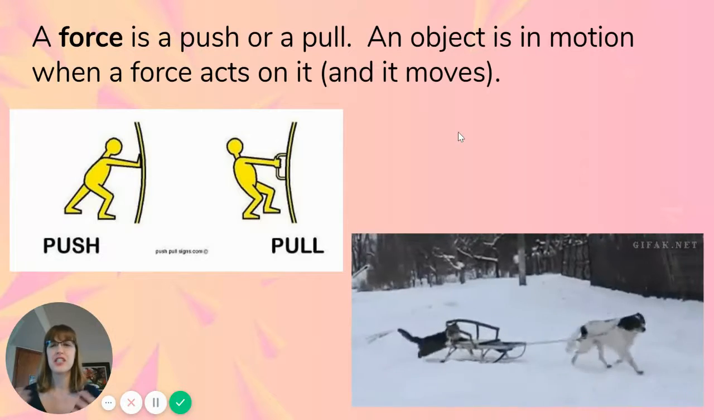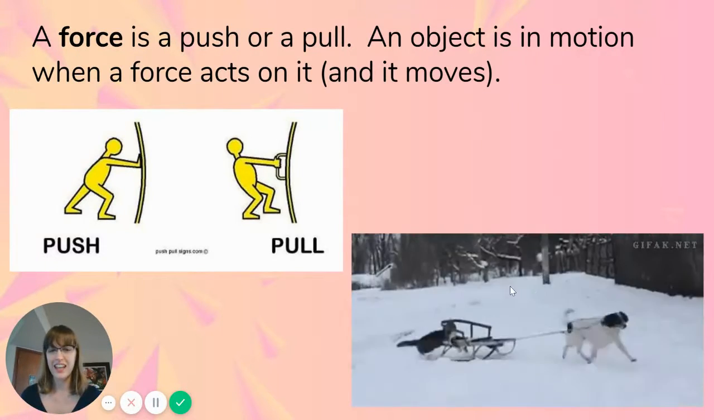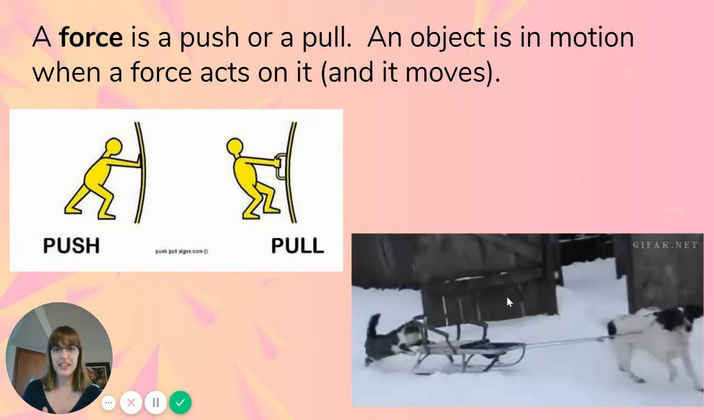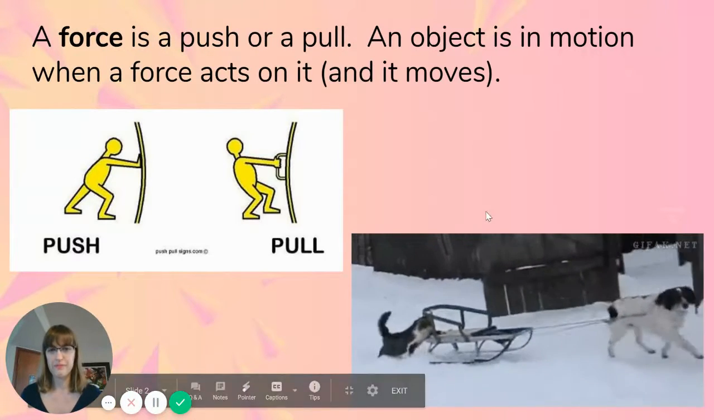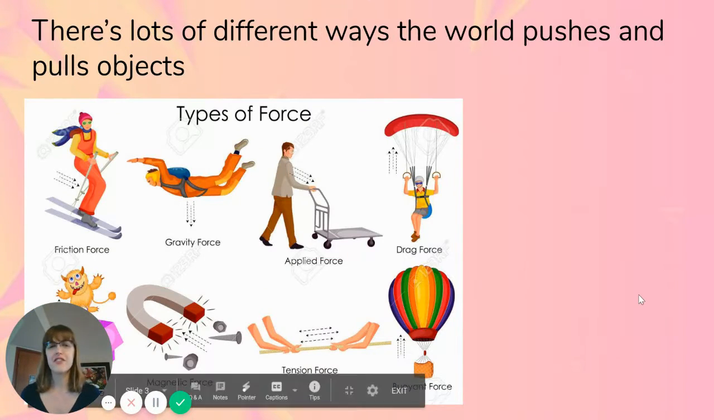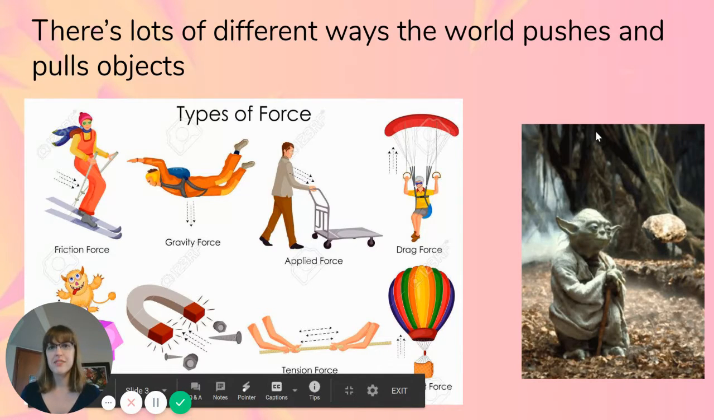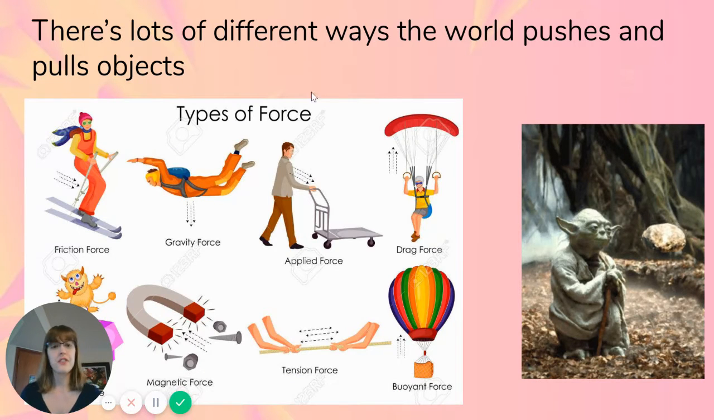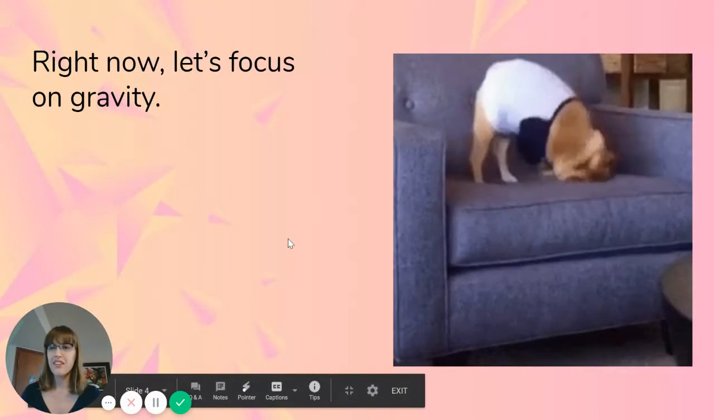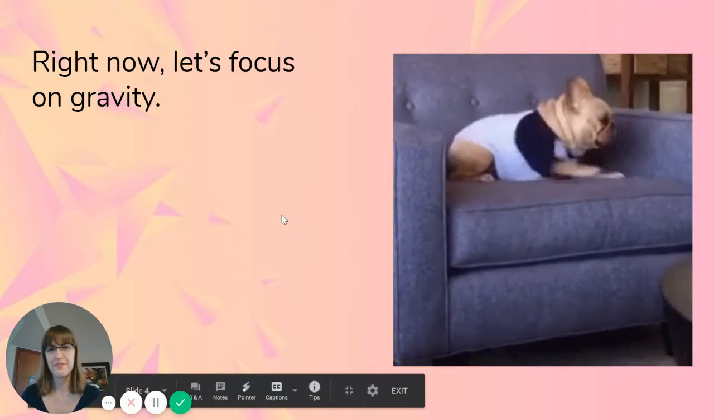It's what gets an object into motion. For example, with this sled, one is pushing, one is pulling, it's in motion. That's a force. There's tons of different ways that the world pushes and pulls on objects. This is not one of them. Sorry, Star Wars fans. But there's tons of others in the world. We're not going to focus on all of them. We are going to focus on gravity.